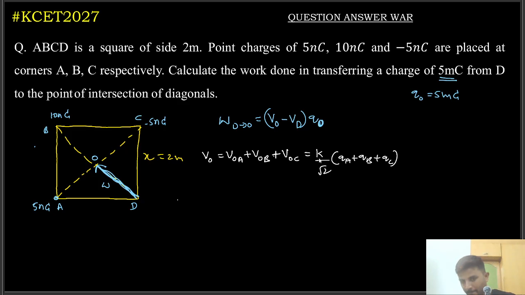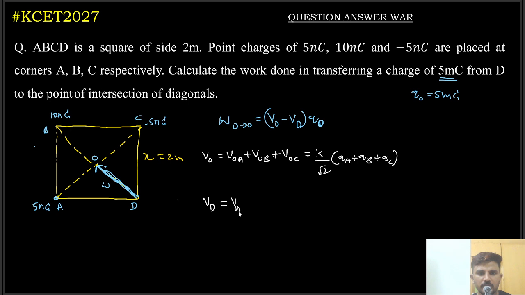Correct, no? Now, what is the potential at D? Here the distance will vary because of the B charge. But for A and C, the distance will be the same, the charges are opposite, so they get cancelled.